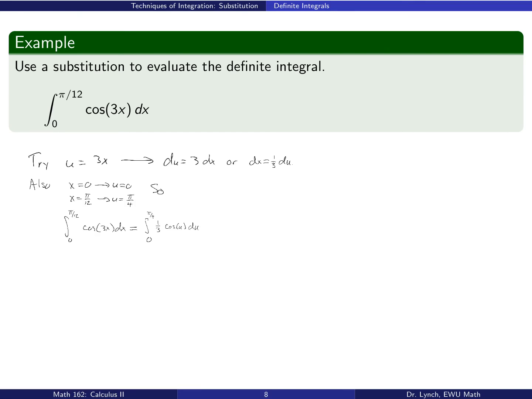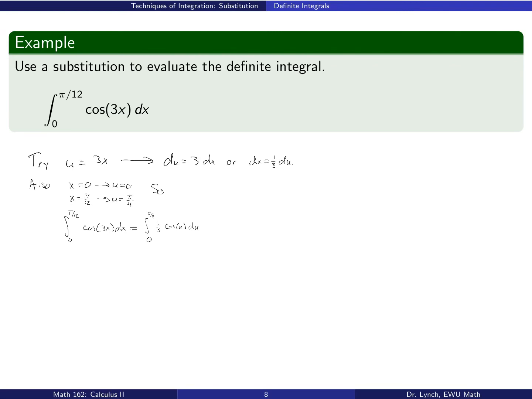So here are the details behind that substitution that transfers this integral involving a composition to an integral just involving the plain variable u, into u world. So the integral from 0 to pi over 12 of cosine 3x dx is the integral from 0 to pi over 4, of course with a factor of 1/3 from the substitution, of cosine of u du.